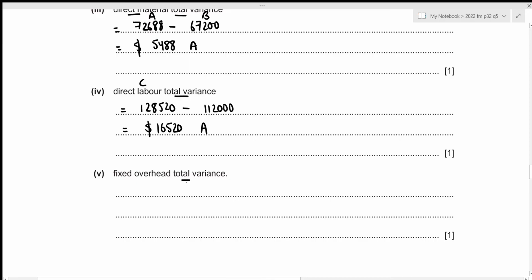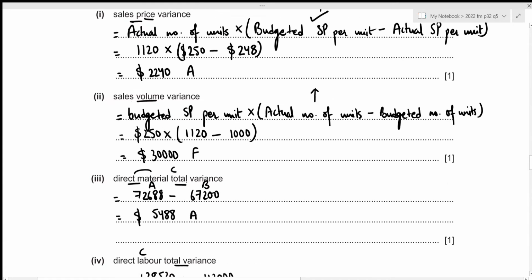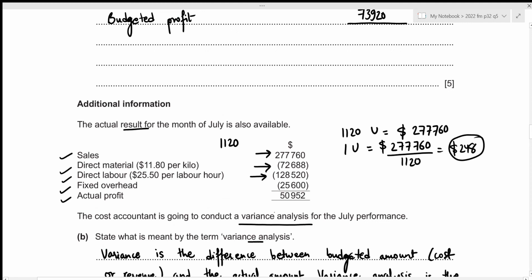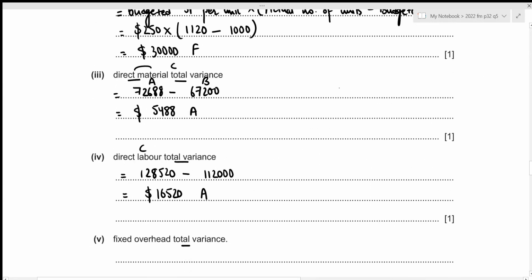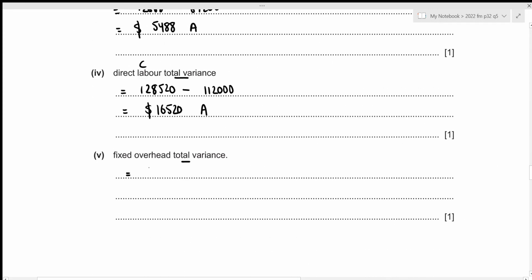Now, for the fifth part, we need to figure out the fixed overhead total variance. Again, since this is a total variance, we just need to figure out the difference between the actual data and the budgeted one. Let's have a look above. The fixed overhead for the actual one is given to be 25,600, whereas for our flex budget, we figured it out to be 26,880. And in this case, the greater one is our budgeted one. Let's figure it out. So the difference is just going to be 26,880 minus 25,600. And this results in an amount of 1,280.